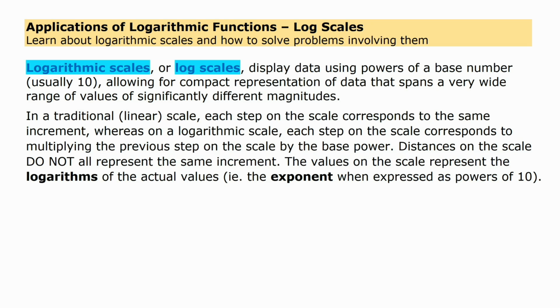Now, certainly what you're used to is a traditional linear scale, although you've likely never called it that. That would be something like a ruler or a tape measure or the scale on a graph when you're graphing, where each step on the scale represents the same increment, the same distance, the same amount. Whereas on a logarithmic scale, each step represents multiplying the previous step by that base power. So distances on that scale don't represent the same increment. The values on the scale are the logarithms of the actual values.